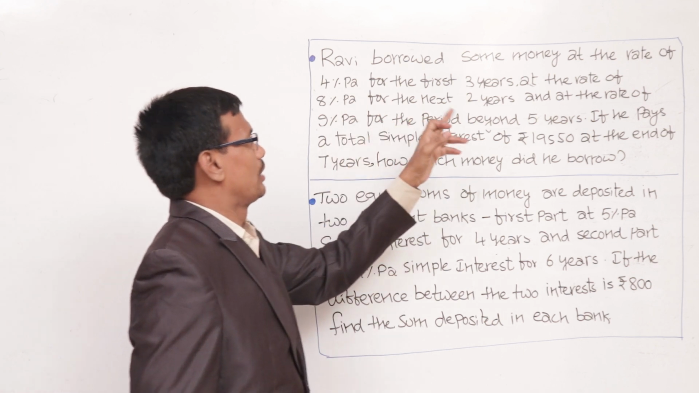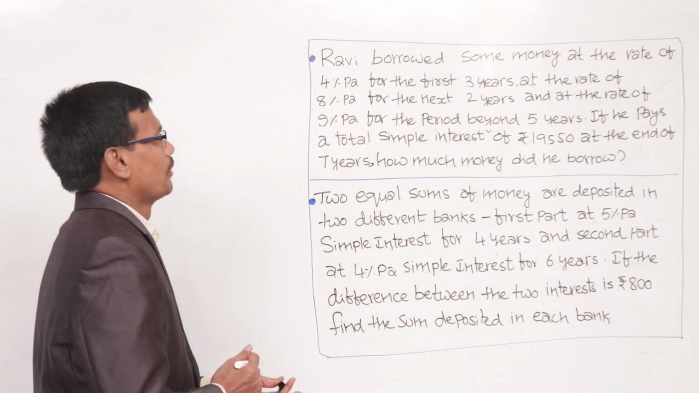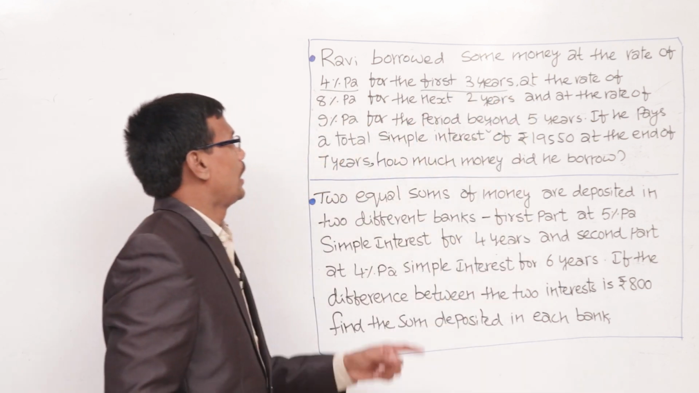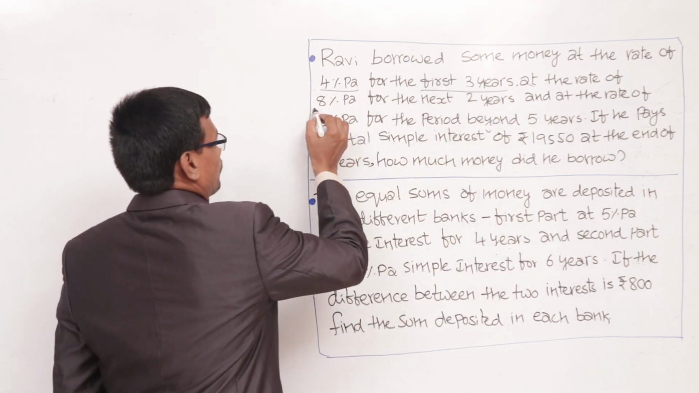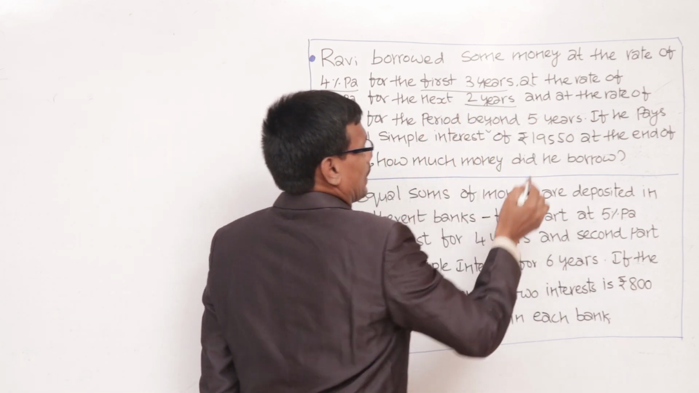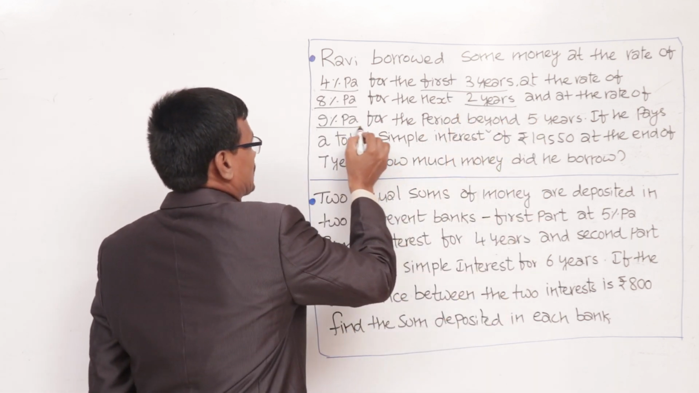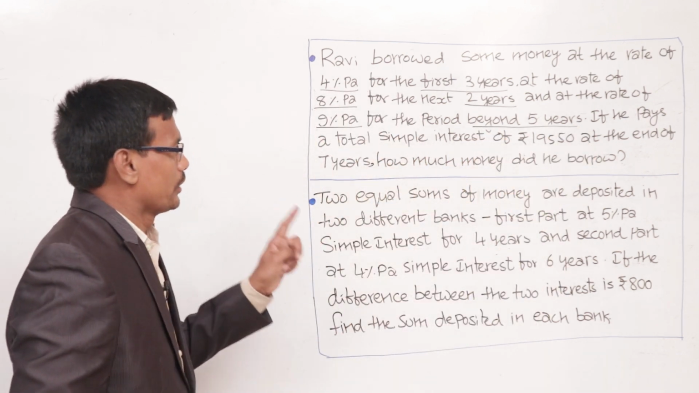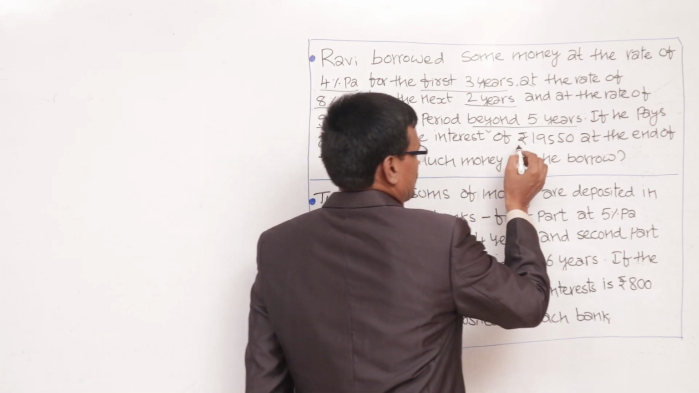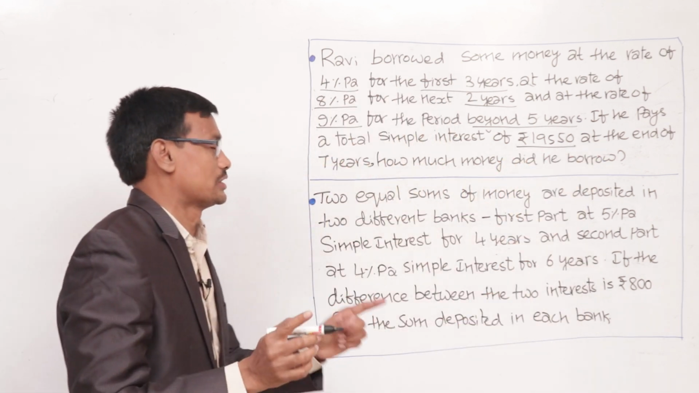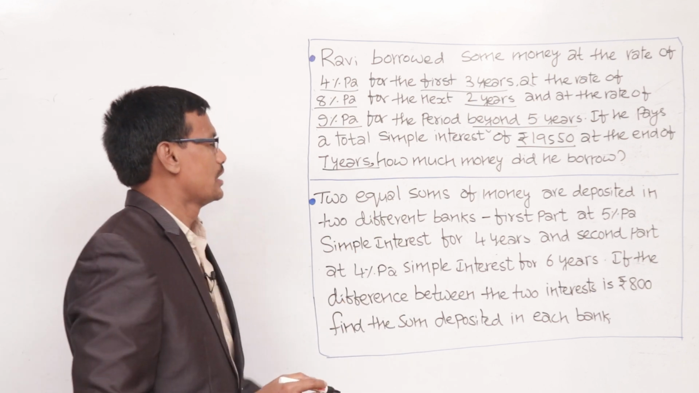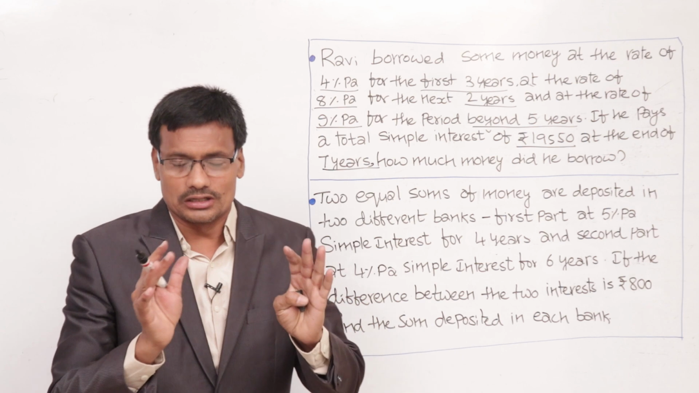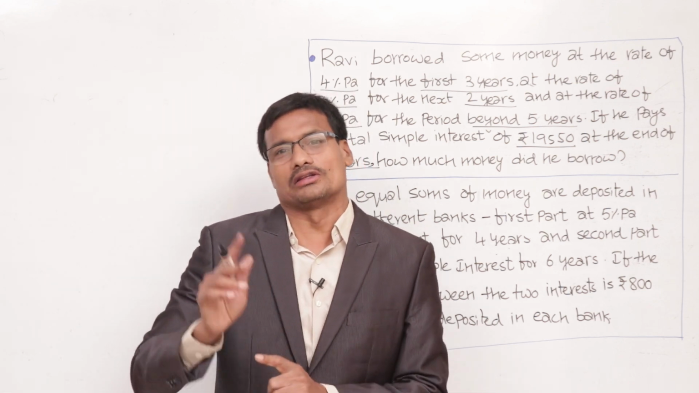Ravi borrowed some money at the rate of 4% PA for first 3 years and at the rate of 8% PA for the next 2 years and at the rate of 9% PA for beyond 5 years. If he pays a total simple interest of rupees 19,550 at the end of the 7 years, how much money did he borrow? So first understand the question, what they are given and what they are asking.